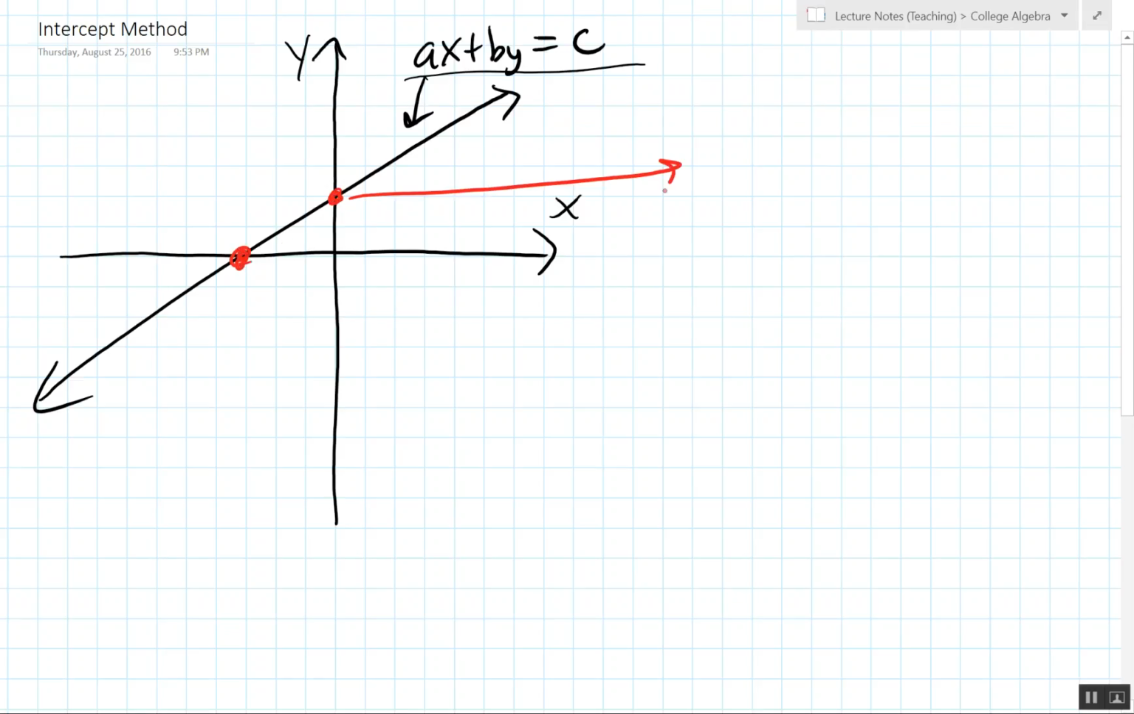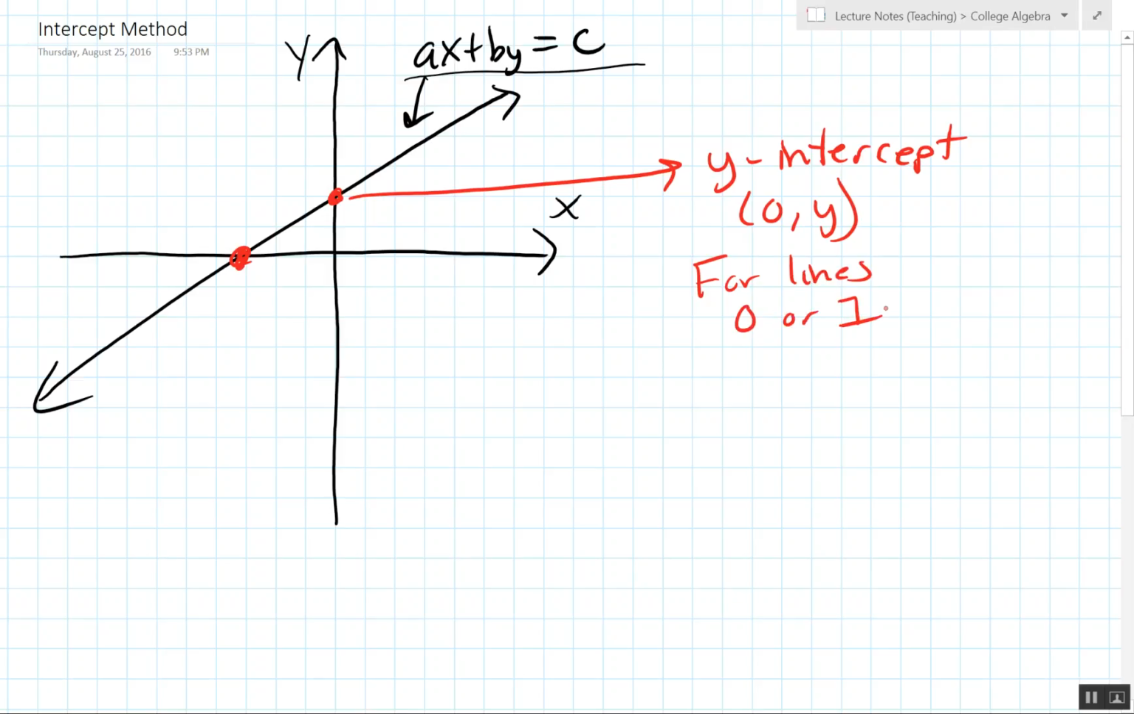So this one here would be the y-intercept. And this point will always look like (0, y). So the x-coordinate will always be 0, and then you'll have some value in there for y that may or may not be 0. For lines, you only have 0 or 1 y-intercept.